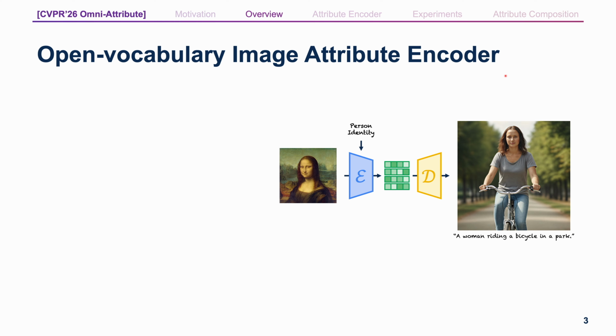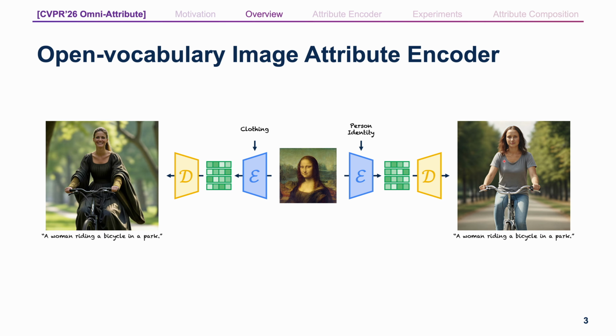Here's an example. A user can provide an input image, like Mona Lisa, together with a textual attribute description, like person identity. The attribute embeddings from our encoder will focus specifically on the person identity information in the image. So when the decoder generates a woman riding a bicycle in a park, the output result only inherits the person identity from the input image, while everything else is entirely controlled by the text input.